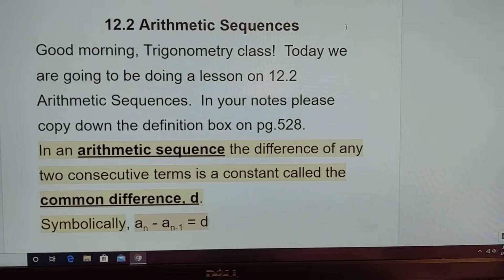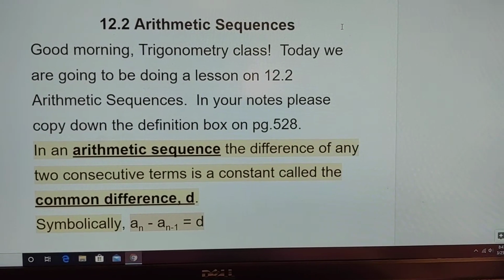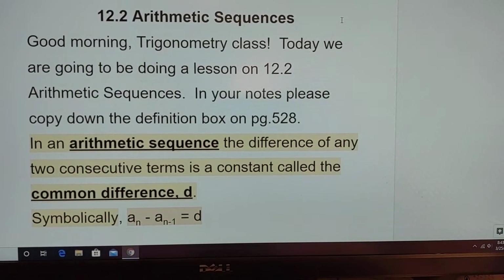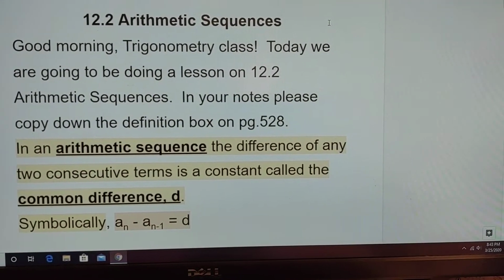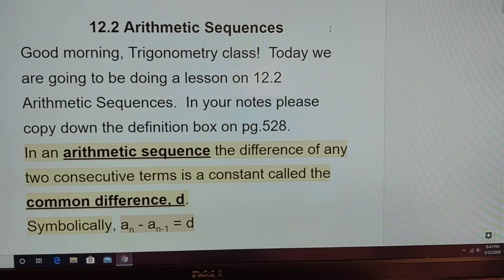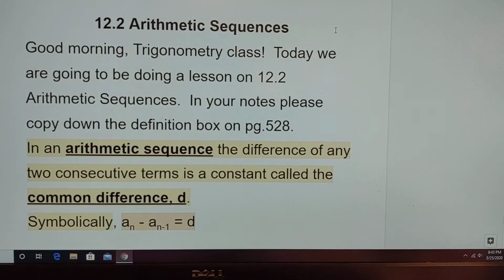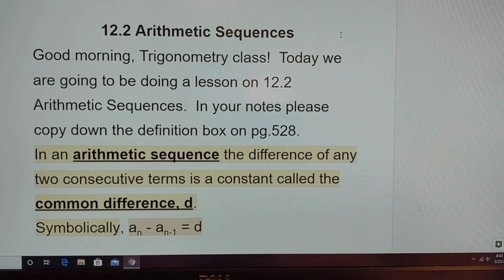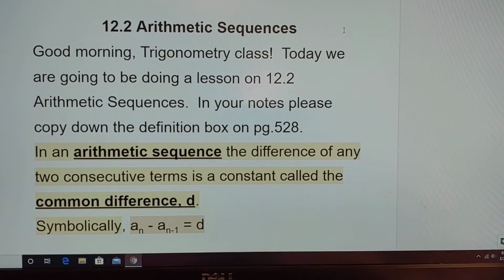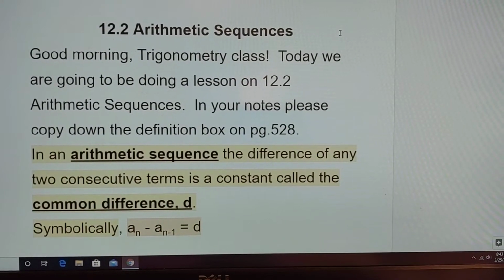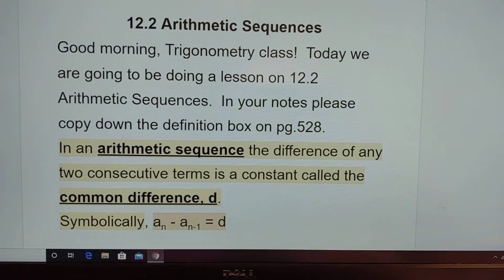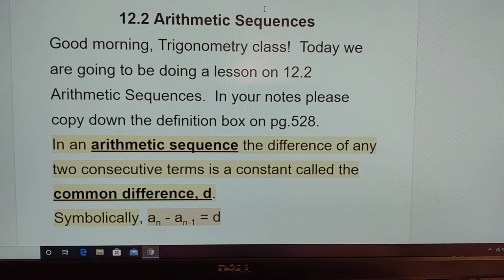In an arithmetic sequence, the difference of any two consecutive terms, so consecutive as in back-to-back, so the first term and the second term, or the second and the third term, or the seventh and the eighth term, so the difference between any two consecutive terms is a constant called the common difference, which is denoted by a D, which makes sense because difference, D, I like it. All right, symbolically, a sub n minus a sub n minus 1 equals D. So in other words, if I'm at any term and I subtract the term before it, I will get that common difference D.